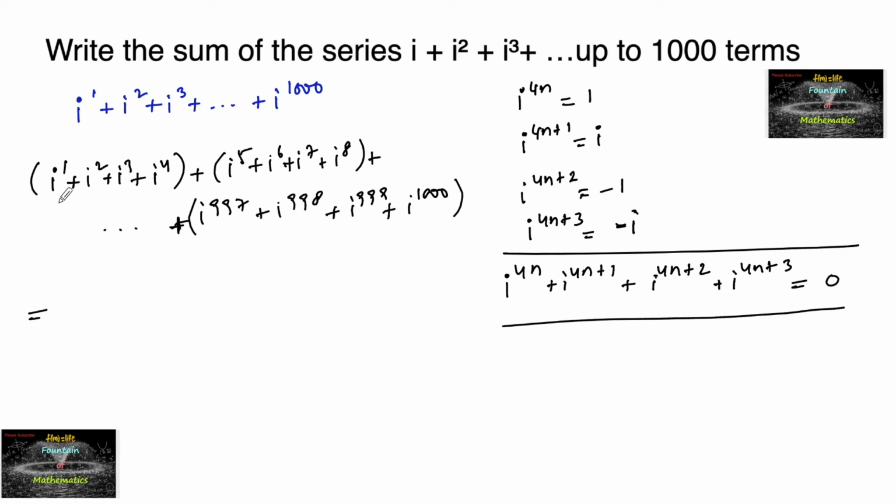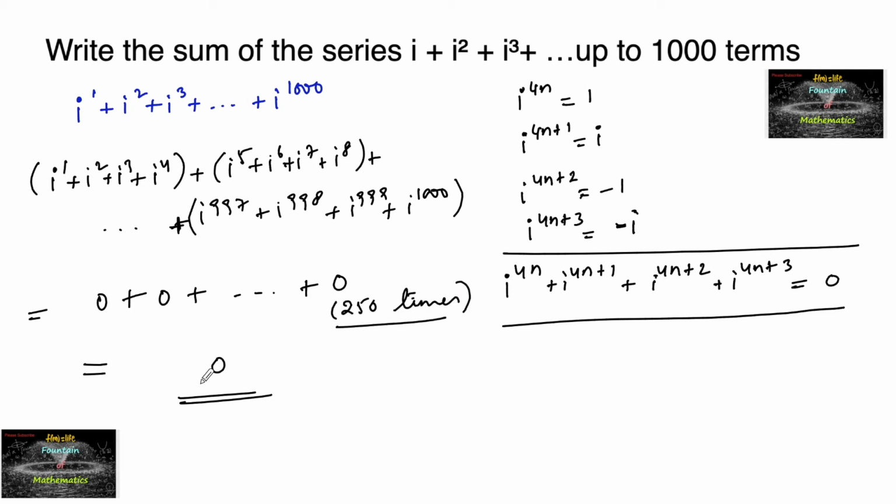So we get i plus i square plus i power 3 plus i power 4 is 0, i power 5 plus i power 6 plus i power 7 plus i power 8 is 0, they are consecutive, and so on, up to the last set, which is 0. The total sum is 0. Here we have 250 sets, each 0, so the answer is 0 anyhow.